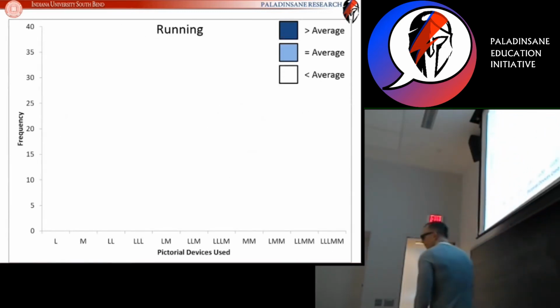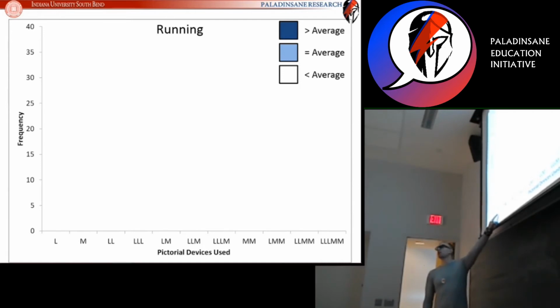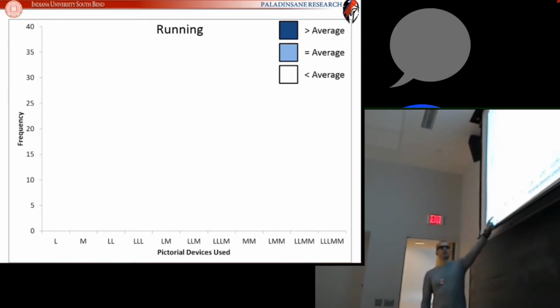All right, so the first thing we're going to see is we're looking at running. What we did is on the y-axis here, we had the frequency. So how many times did we find each of these combinations? And then on the x-axis here, we have the pictorial devices that were used. So the L stands for literal, the M stands for metaphorical, and the number of letters stands for the number of devices used. So this would be pictures that had one literal device. So you just showed the ground plane, or you just showed orientation.